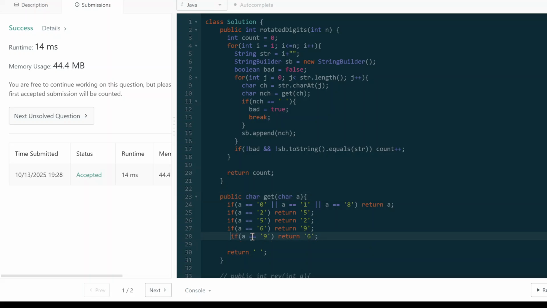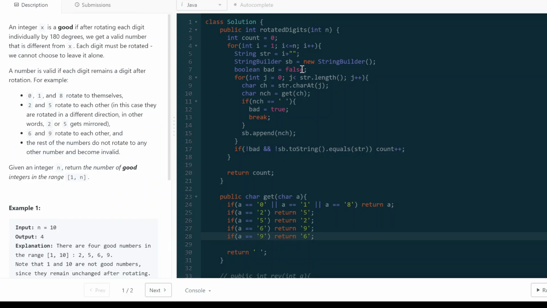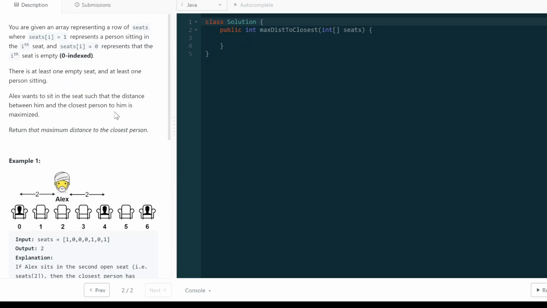Otherwise, I think it would be easy. If it is easy, that will make me sad actually. But yeah, let's move to the second question. Hopefully, this one will be easier.